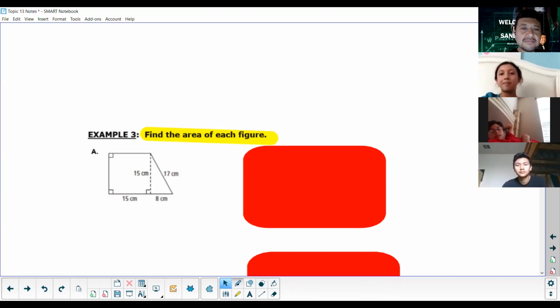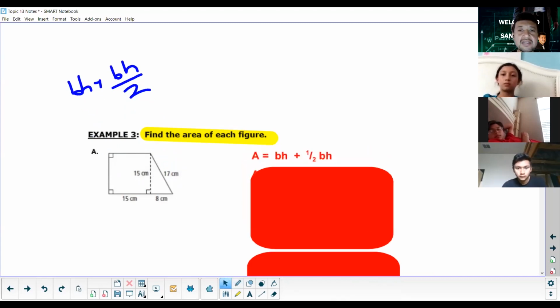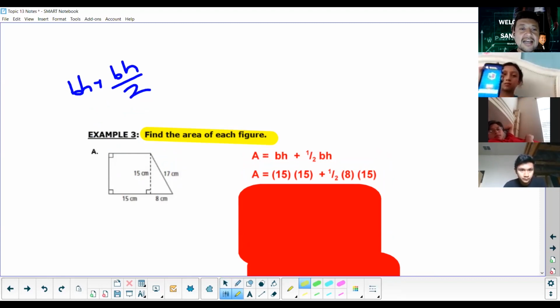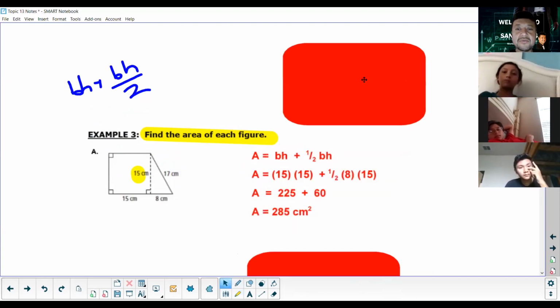So for one of them you'll use base times height, and then add base times height divided by 2. We're going to add two things together. It's much easier than what I wrote down. For the square, it's 15 times 15. And for the triangle, the base is 8. The height is not 17, though. The height is 15, the side of the triangle. Once we do the math, we get 225 plus 60, so the end solution will be 285.